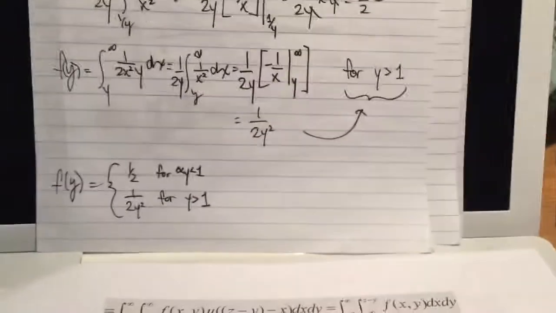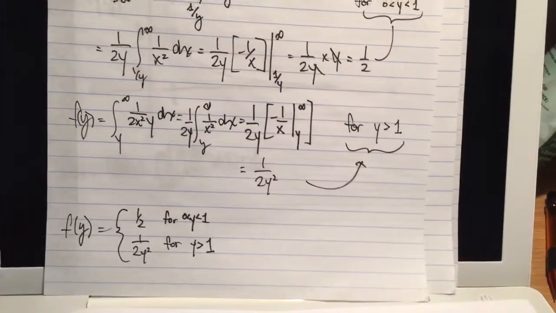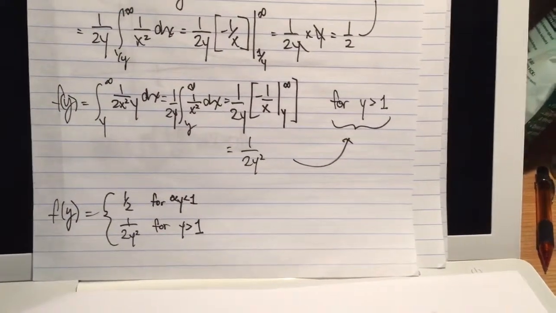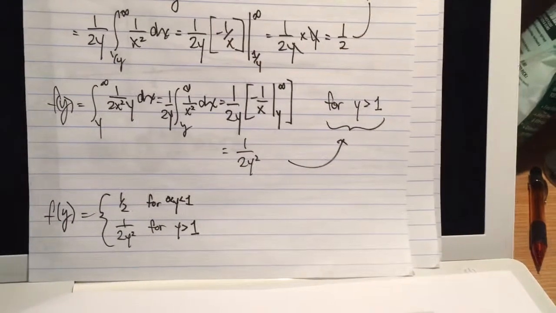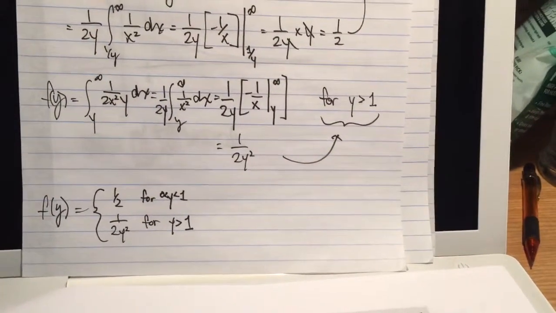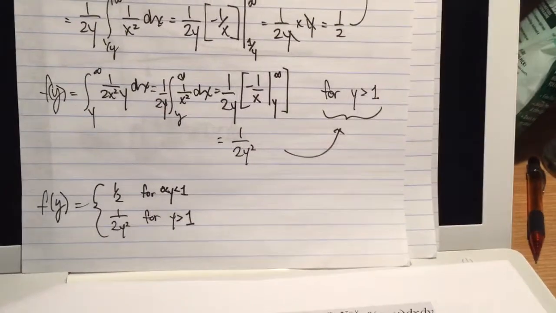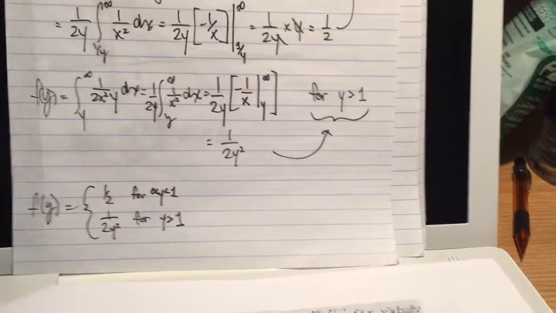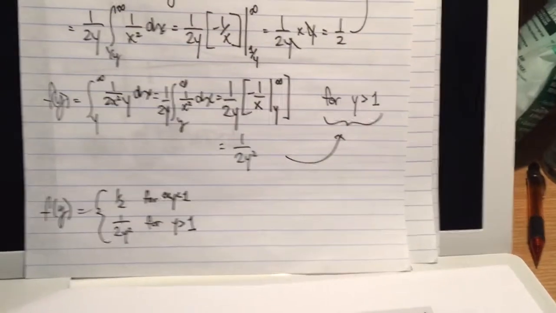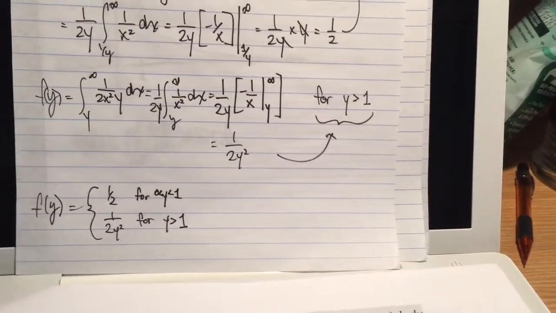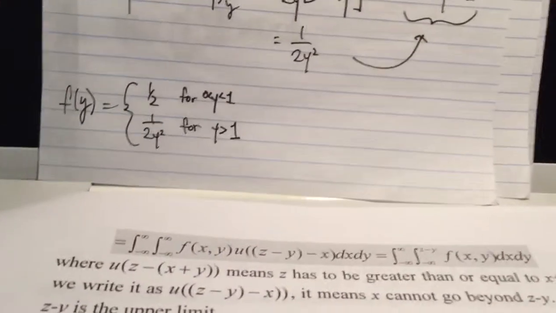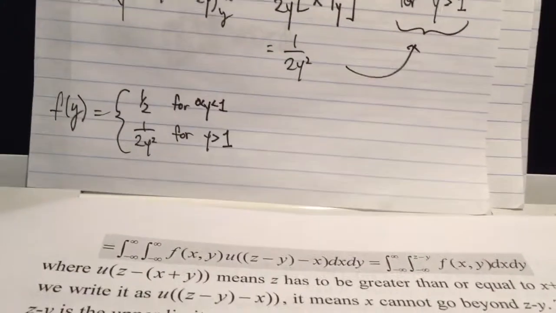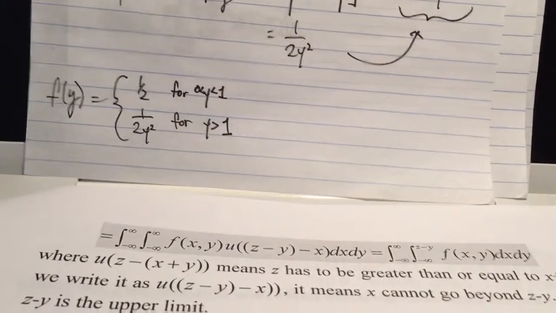And then for everything above 1, we have the integral from y to infinity of 1/(2x²y) dx. Pull out 1/(2y), integrate 1/x², we get negative 1/x. Put in infinity, negative 1/infinity is always 0, minus 1/y, which is plus y, and 1/(2y) times 1/y is 1/(2y²). And that's for all the values for y greater than 1. And over here we have the marginal density function f(y) equal to 1/2 for y between 0 and 1 non-inclusive, and equal to 1/(2y²) for y greater than 1 non-inclusive.